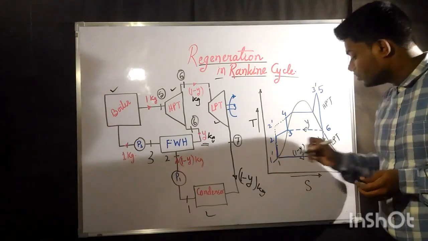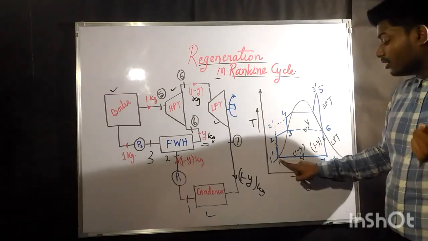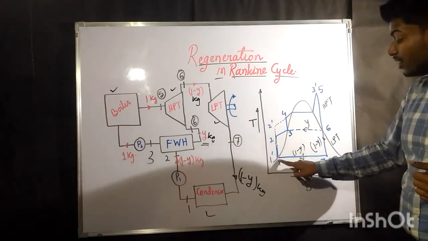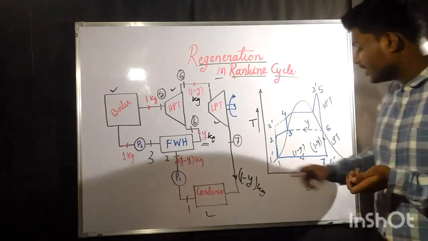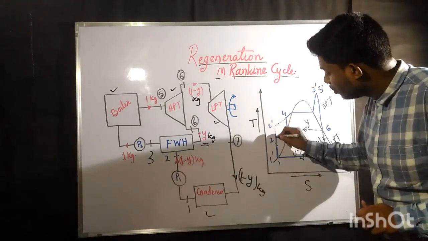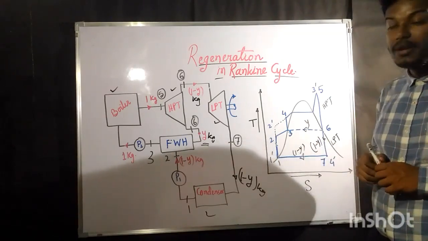After that it is going to get converted to saturated liquid. So after that, what happens? A pump is there, pump 1. Now pump 1 acts here. 1 dash to 2, or 1 to 2, is the work of a pump.